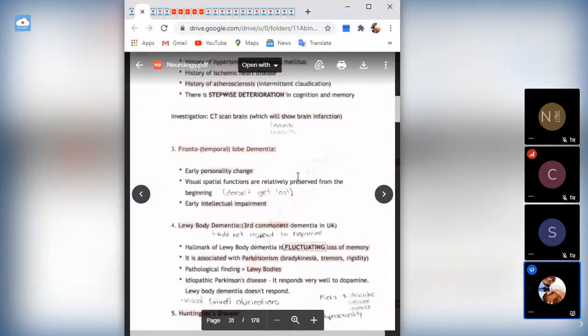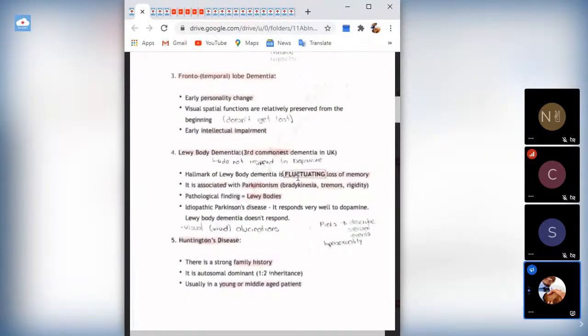Then the third type of dementia that is known is frontotemporal dementia. Frontotemporal means it affects both the frontal and the temporal lobes. And we know that the frontal lobe is associated with personality. So there is early intellectual impairment. This person starts having intellectual impairment very early, unlike in Alzheimer's, where memory loss is the very early presentation. But here, you start having intellectual dysfunction very early.